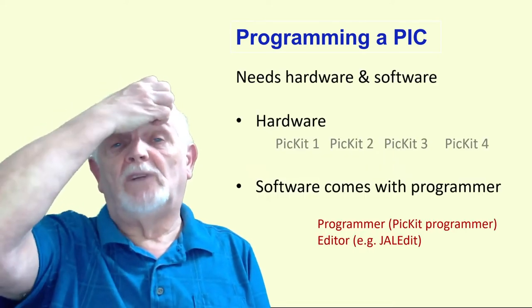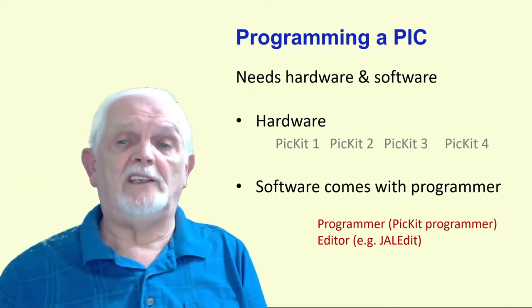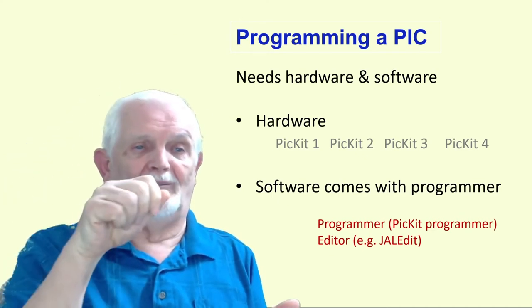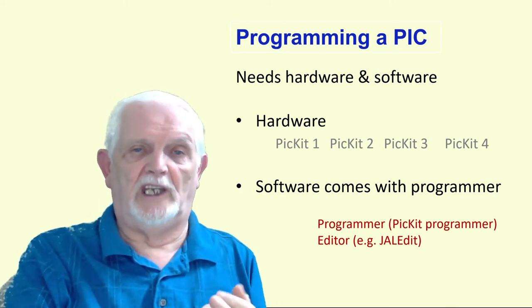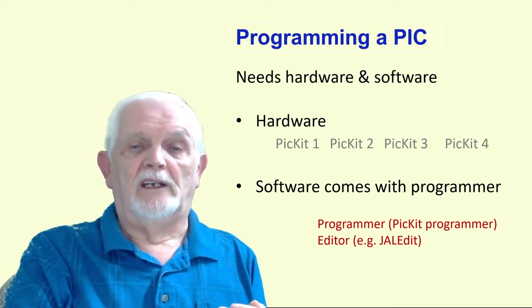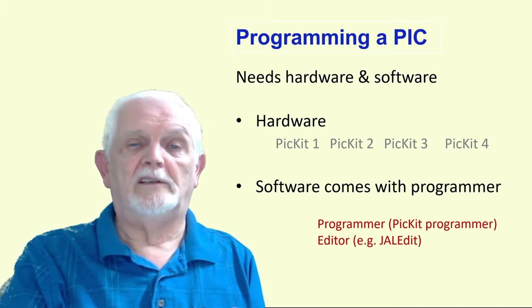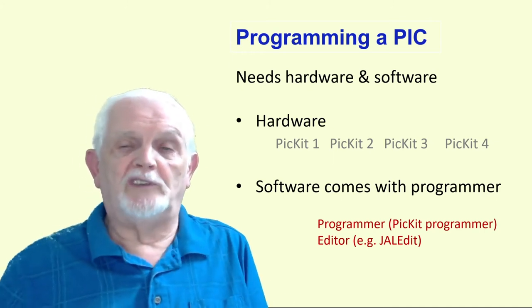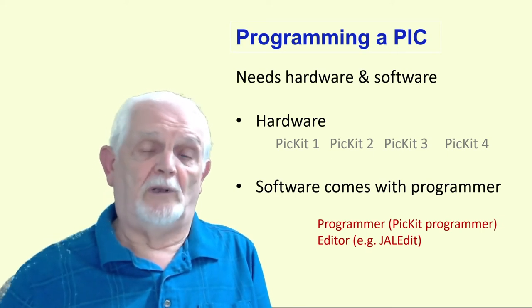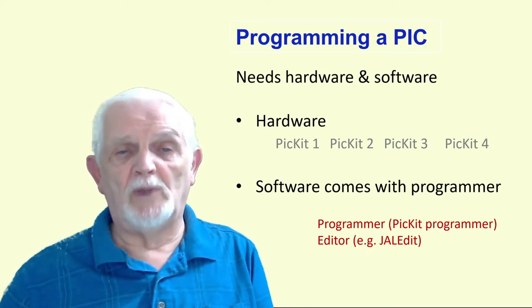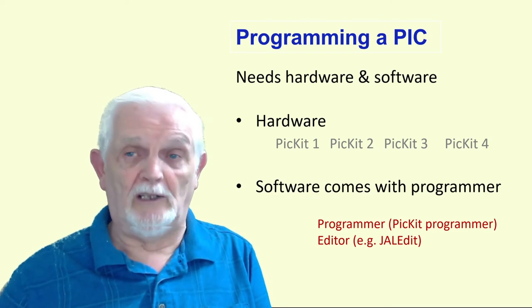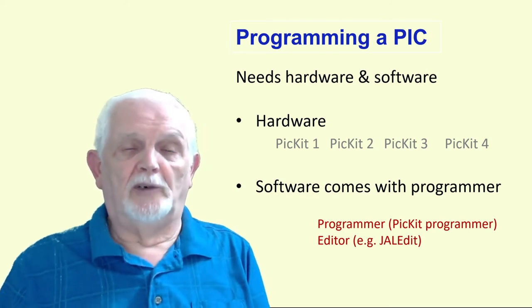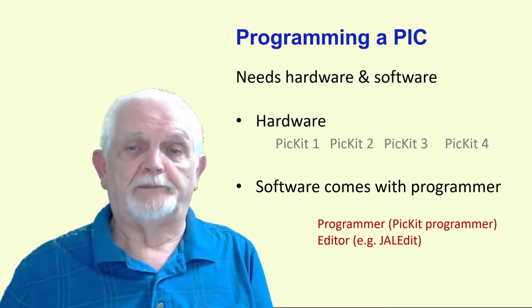How do we do that? Well, we need hardware and software. The hardware is just the interface. You saw me earlier on plugging a plug into the servo 4. I didn't show you the other end of that bit of wire. It's a bit of hardware called a PIC programmer. You can get them from eBay, but the most common ones are made by Microchip themselves and are called the PICkit 1, 2, 3 and 4. Obviously, the 4 is the latest one of that series.